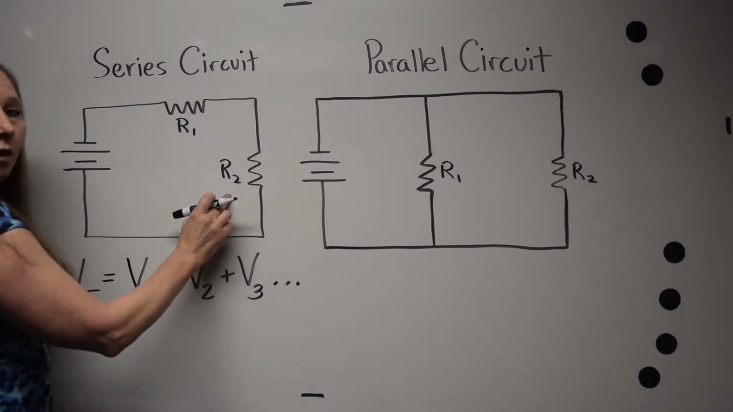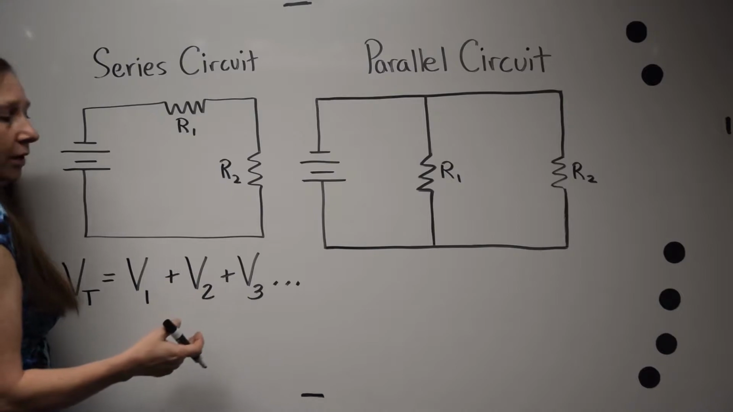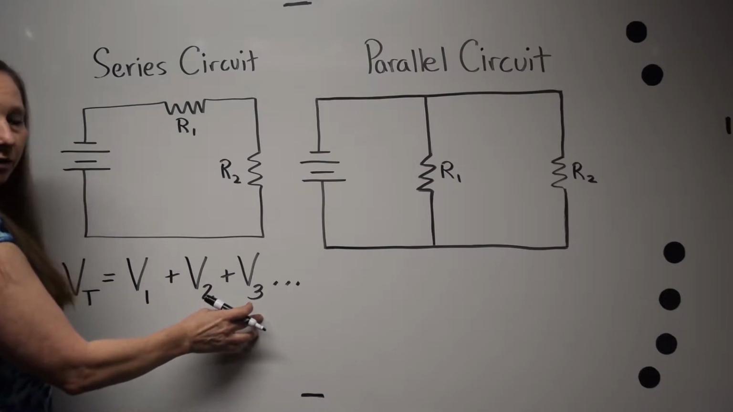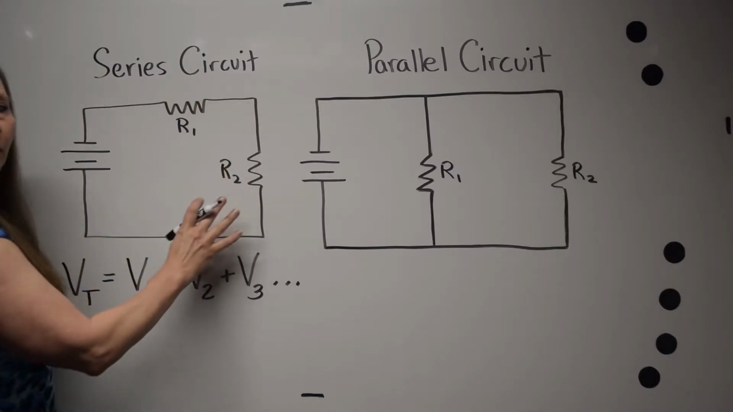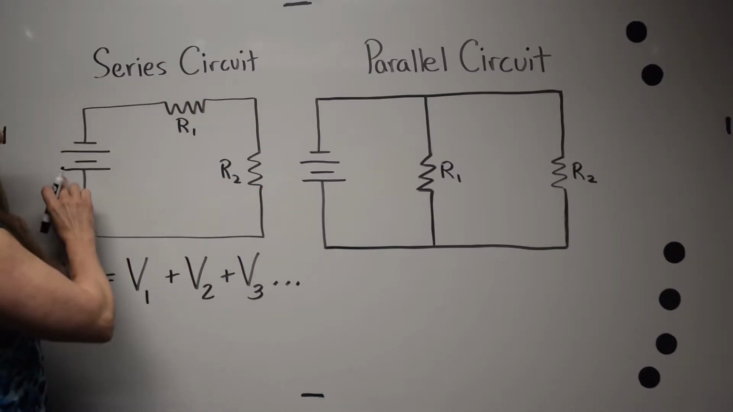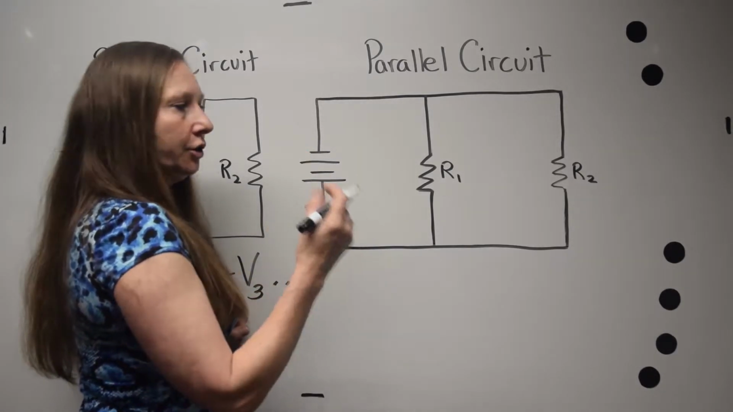V2 would be the voltage of the second resistor. If there was a third resistor or a light bulb, whatever, then there would be a third voltage, a fourth voltage, a fifth voltage. You add up all the other voltages to get the total voltage, which would be the voltage of the battery. Now, in a parallel circuit, all the voltages are the same.